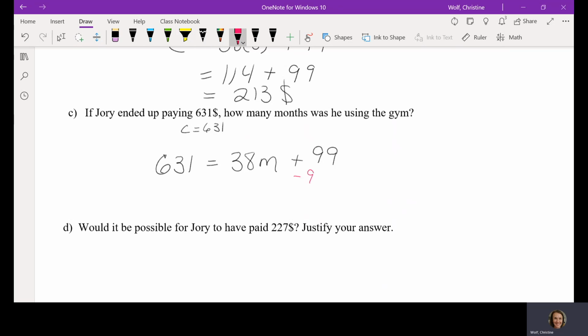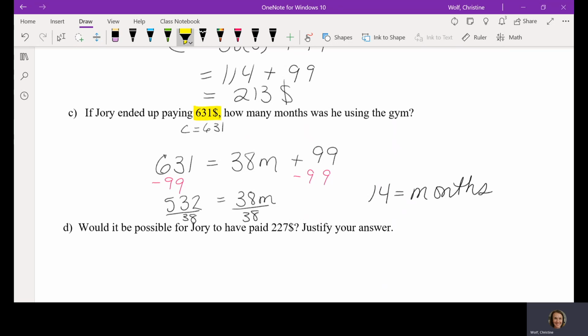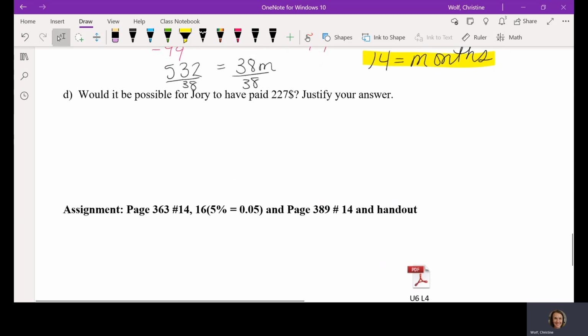So in order to do that, we have to subtract 99 from both sides. When we do that, we get 532 on the left-hand side, equaling 38M. Now your final step would be to divide both sides by 38. So when you divide by 38, you get 14 equals M. So that means for him to have paid $631 at the end of the day, he was a member for 14 months.